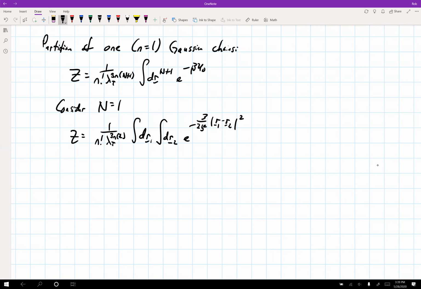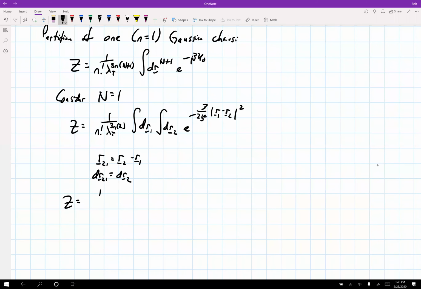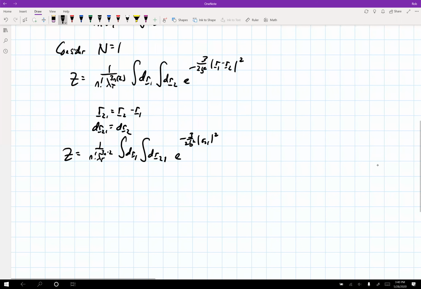So if we say that r21 is r2 minus r1, and dr21 is going to be dr2. Then we get Z is 1 over n factorial lambda_T to the 3n times the integral dr1. And now we can integrate over dr21, and because these integrals are taken in sequence, we're doing the integral over dr1 basically at constant r1. Then it's the magnitude of r21 squared. This is a Gaussian. Hopefully that's something that we recognize by now. We'll solve it in 3D.